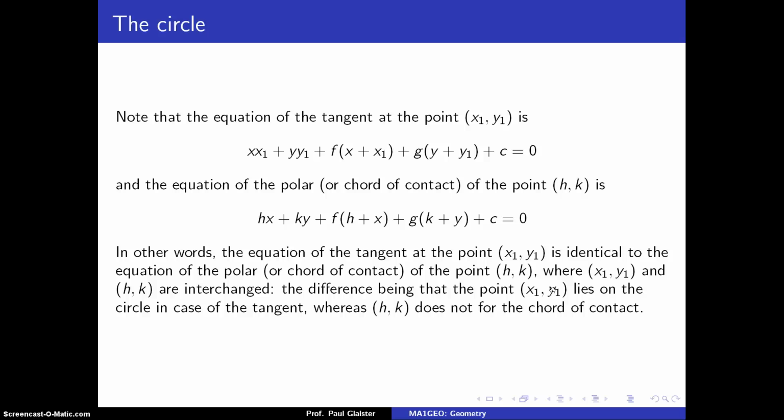The remark here just says that the equation of the polar line, which is this, that chord of contact, looks very similar to the equation for the tangent at the point (x1, y1), where you just replace x1, y1 by h and k. They represent different things, but they look exactly the same in the two different contexts.